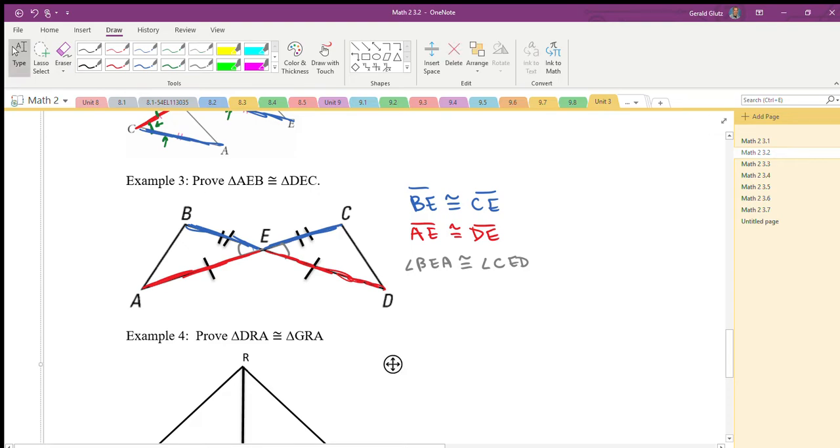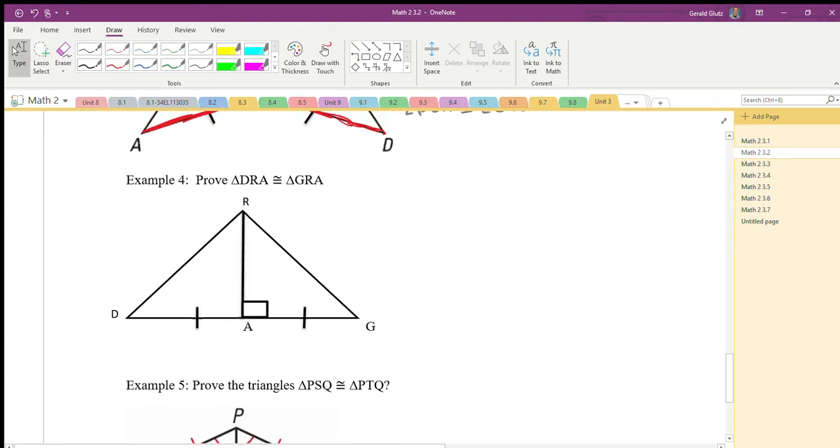So notice we have a side is congruent to a side, and then the angle in between those two sides is congruent. So I can say, well, this is my reason, but triangle AEB is congruent to triangle DEC by the SAS postulate. So remember, the A is in between the S and the S. So the angle should be in between the S and the S, side, angle, side.